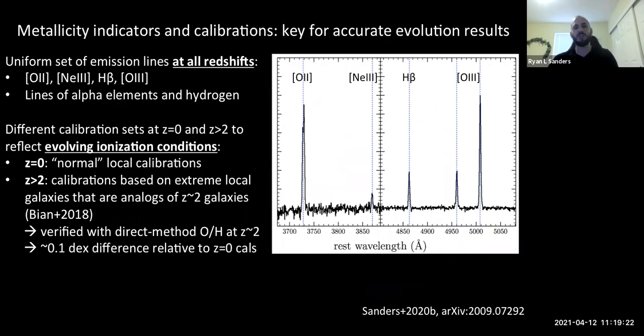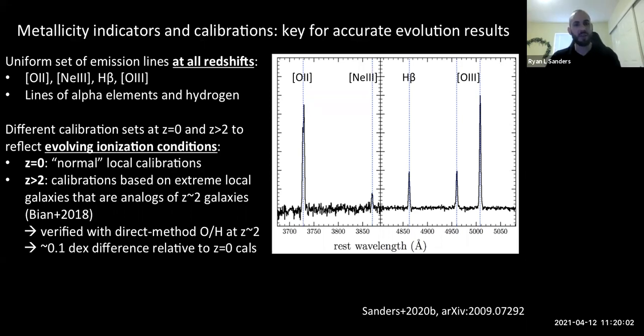Now, about how we measure the metallicities, we also want to make improvements there. And we've been very careful about the way we do this to really eliminate systematics and get the best measurement possible. So first, we use a uniform set of emission lines at all redshifts. At redshift 0 and at the high redshifts, we use the lines of oxygen 2, neon 3, H beta, and oxygen 3. These are all alpha elements, the metal lines, which is quite nice. When you use nitrogen, you have to worry about the nitrogen to oxygen ratio, which varies as a function of different properties and might introduce systematics. And so we use a uniform analysis of emission lines at all redshifts.